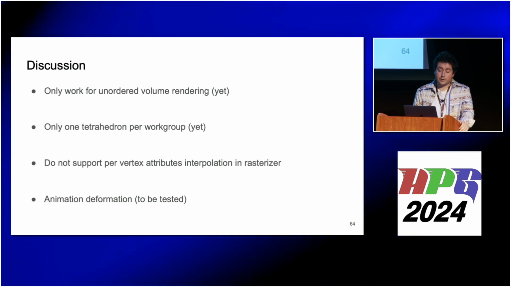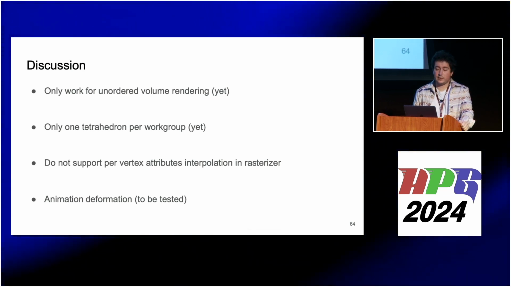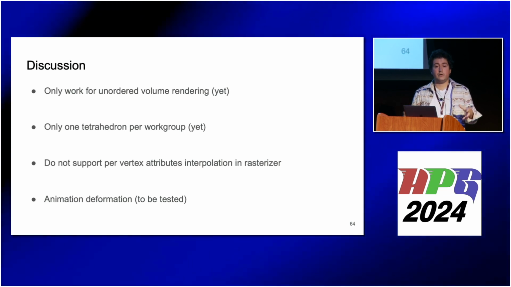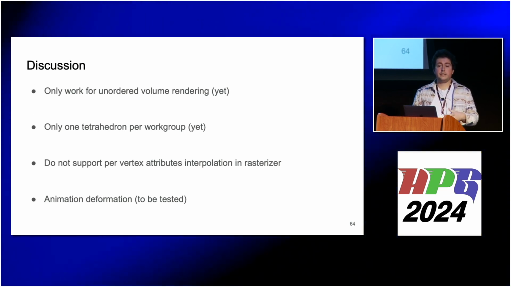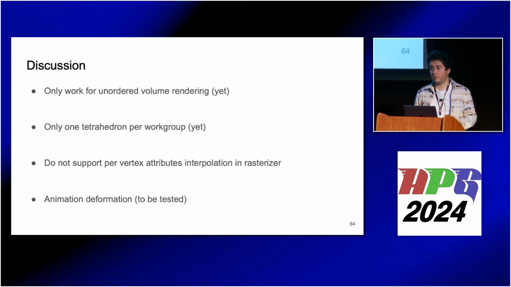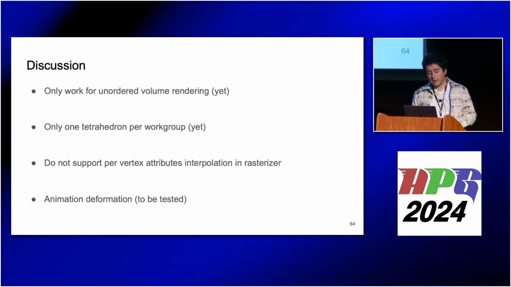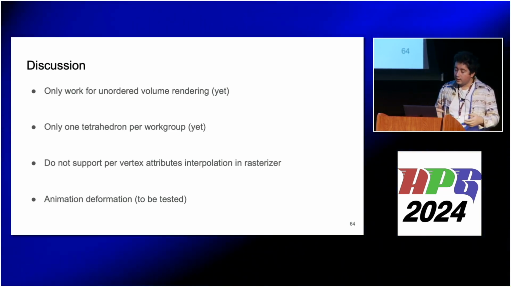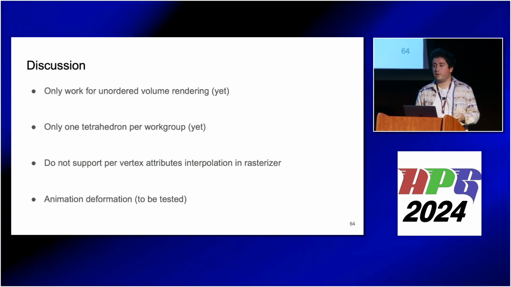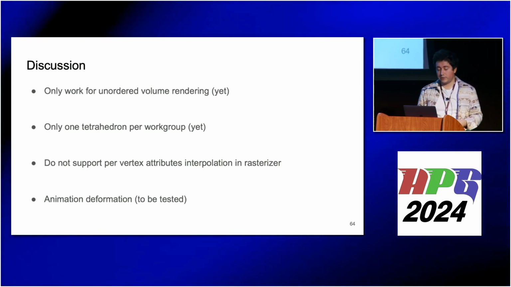Finally, we do not support per-vertex attribute interpolation in the rasterizer. I mentioned that we put Z to 0 while encoding our tetrahedron, and this prevents us from doing correct interpolation of UV or texture coordinates or normals or other things. It might be solvable in the future by computing it in the fragment shader, for example, but it's still not really looking like that.